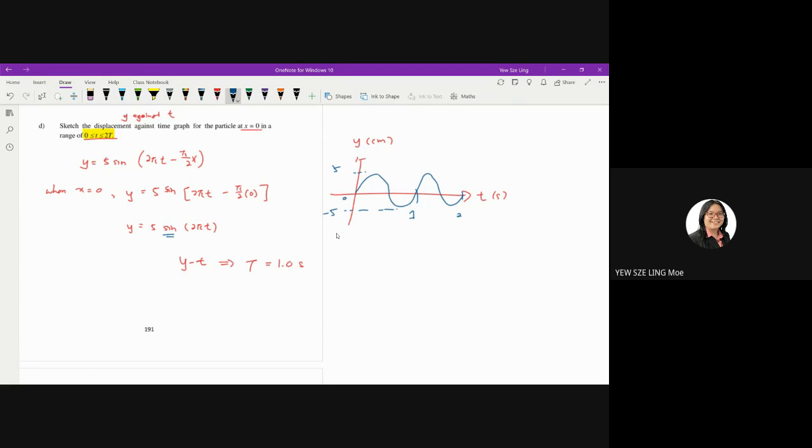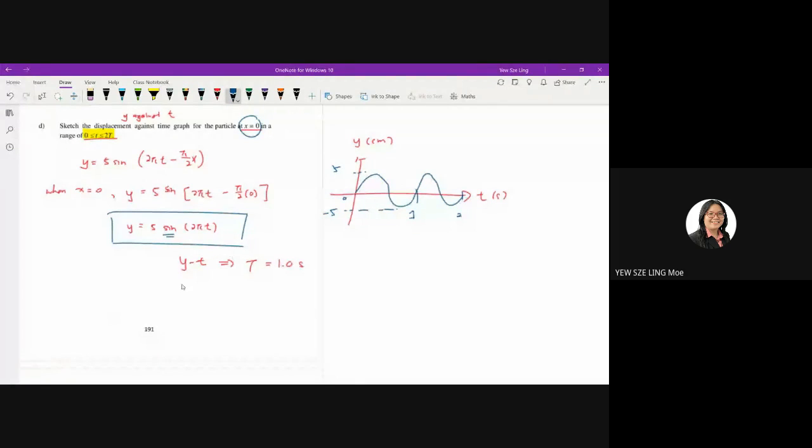Very simple questions. All you have to know is that when you are given x equals 0, you substitute it into the equation and then you simplify it. Then you sketch a graph based on the equation that you already simplified. All right, so this is how you sketch it.